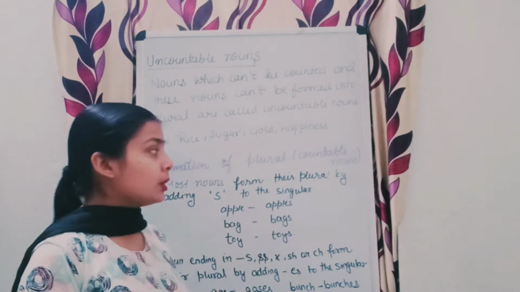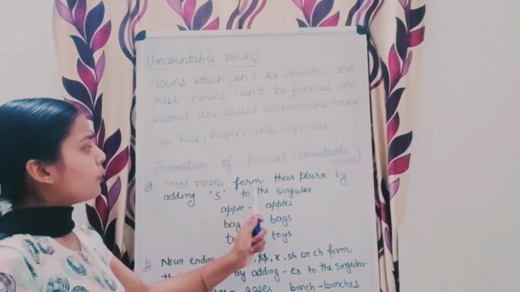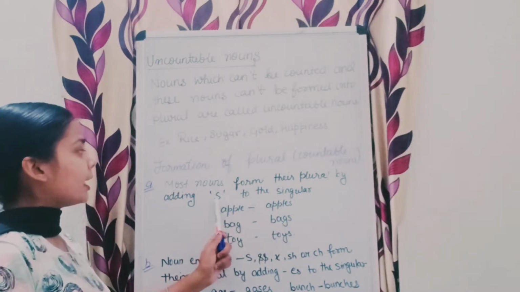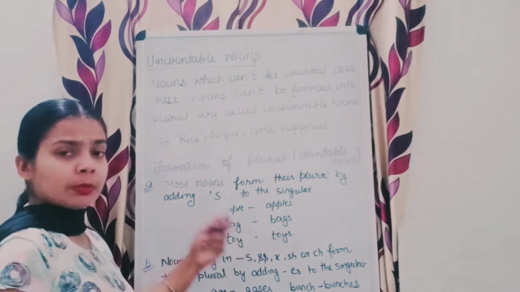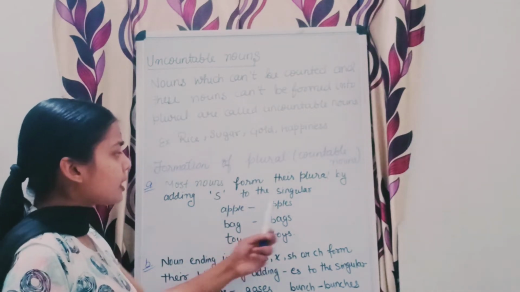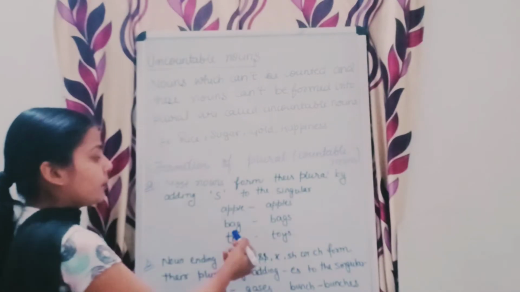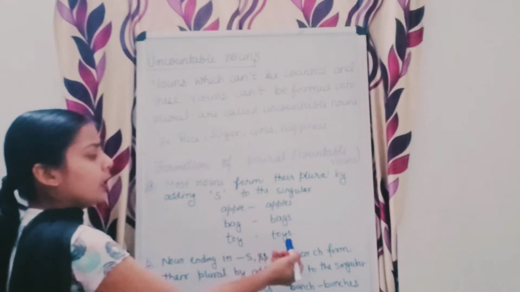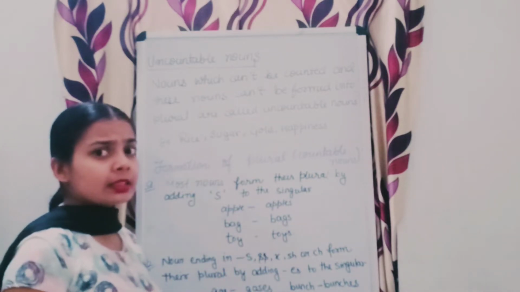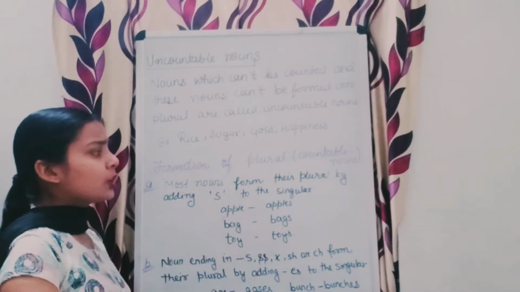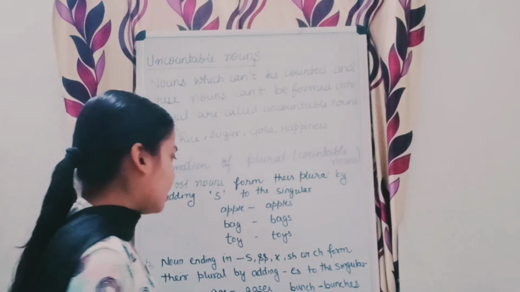Now let us understand how we can form plural nouns. Countable plural nouns: the first case is, most nouns form their plural by adding s to the singular. We simply add s as a suffix to the singular form, like apple, apples, bag, bags, toy, toys, hand, hands, ear, ears. These are some nouns which form their plural by simply adding s at the end.